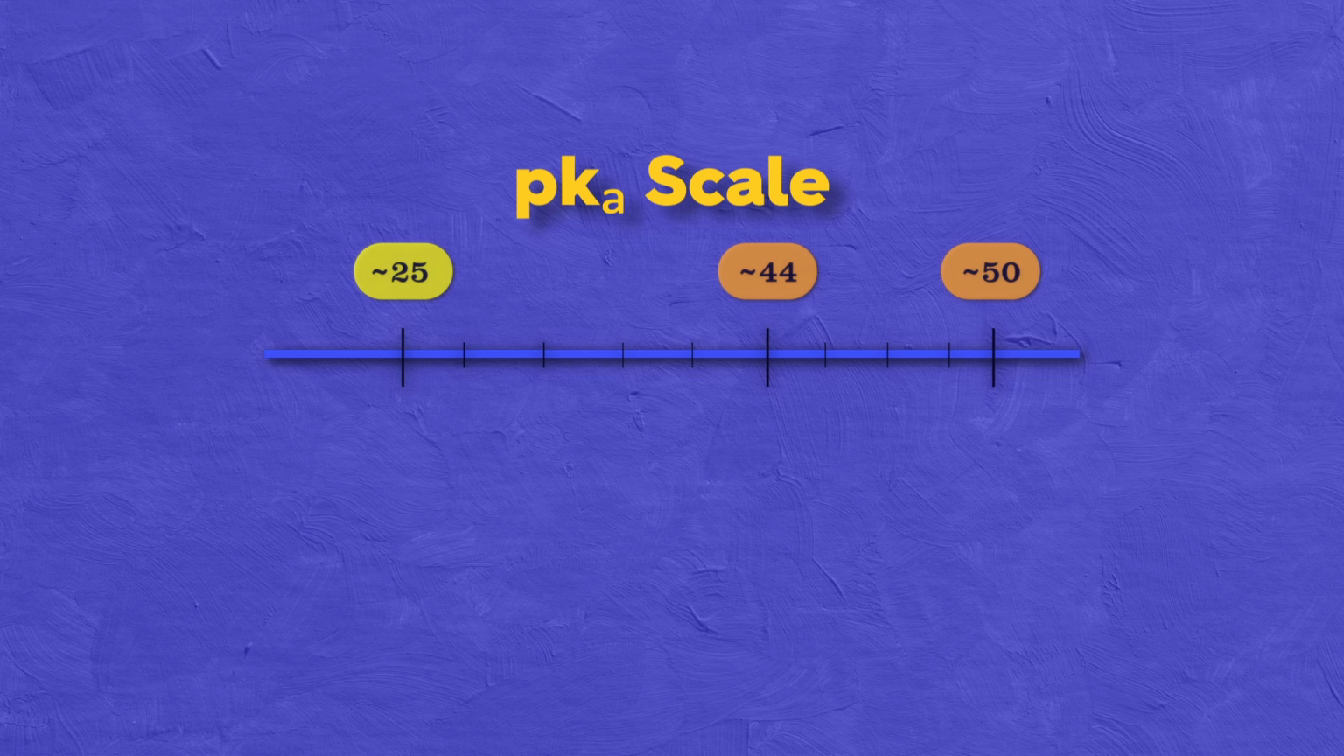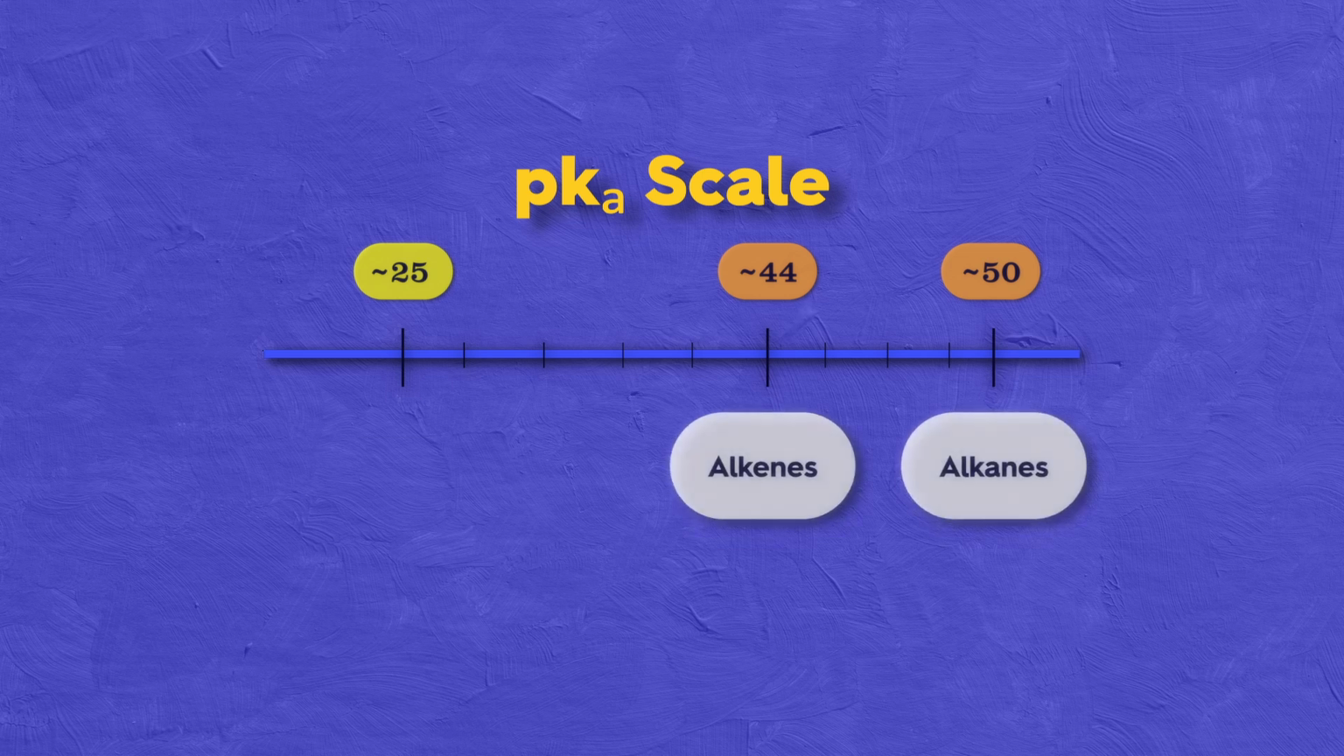To put numbers on it, on the pKa scale, alkanes are around 50, alkenes about 44, and terminal alkynes near 25. That's a dramatic difference. Still weak acids, but acidic enough to react with strong bases.